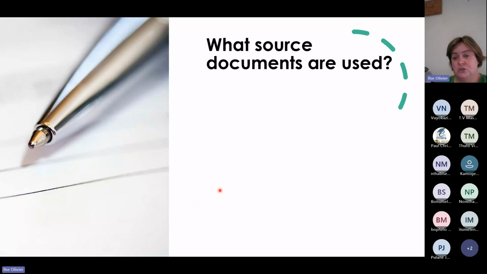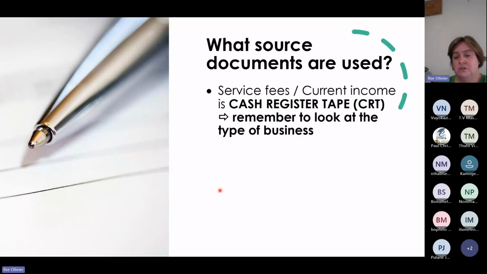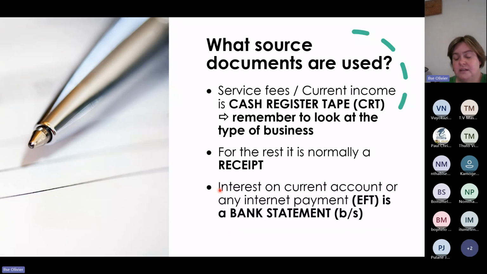If we look, what are the source documents that can be used? Normally for service fees or current income, it will be a cash register tape or a cash register roll. Remember to look at the kind of business that you have, because if you have something like an electrician, maybe you won't have a cash register and then you will issue a receipt. So normally for current income or service fees, you will have a cash register, and for the rest, you will have a receipt. Then if we look at something like the interest on the current account, we look at things like an EFT. If you got an EFT payment, then the source document that you will use is your bank statement.